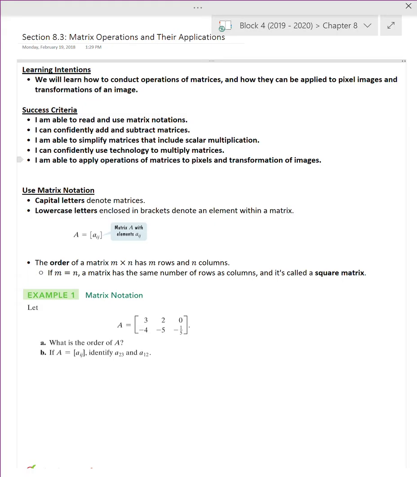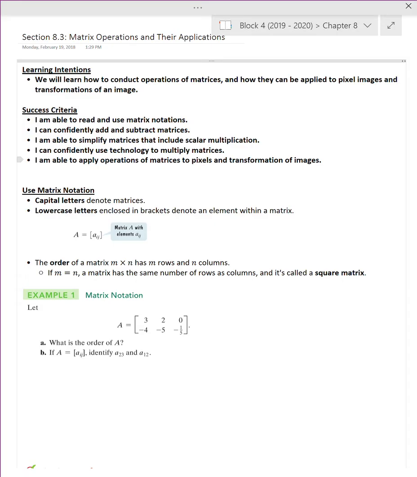Now, the things that I want you to be able to do by the end of this video are that you're able to read and use matrix notation. You can confidently add and subtract matrices. You can multiply a constant to a matrix, that's called scalar multiplication. You can confidently use technology to multiply matrices. I'm actually going to let you use your calculator. And I am able to apply these operations towards pixels and transformation of images.